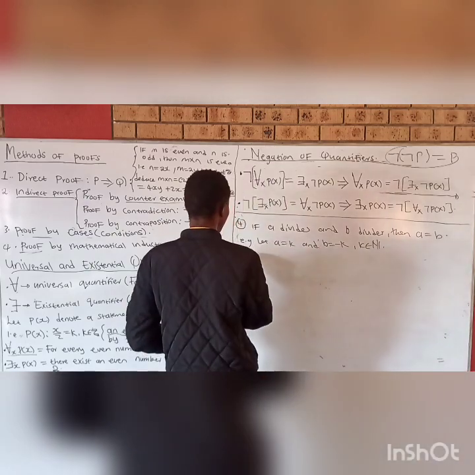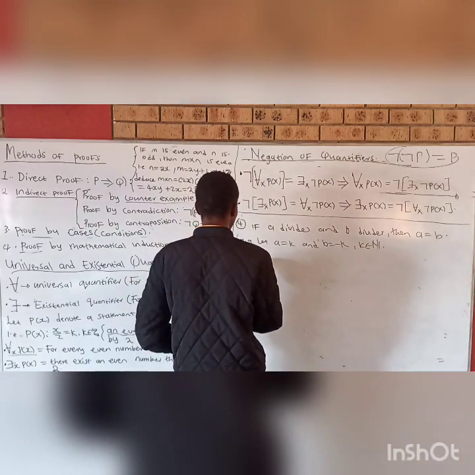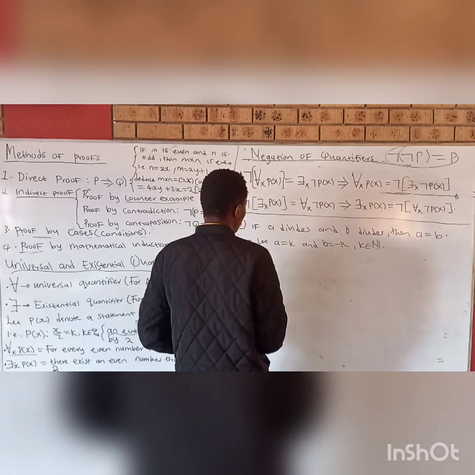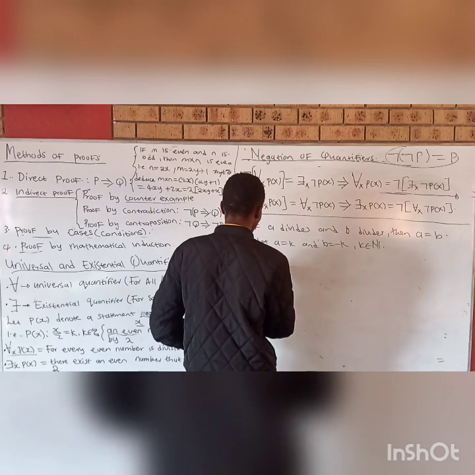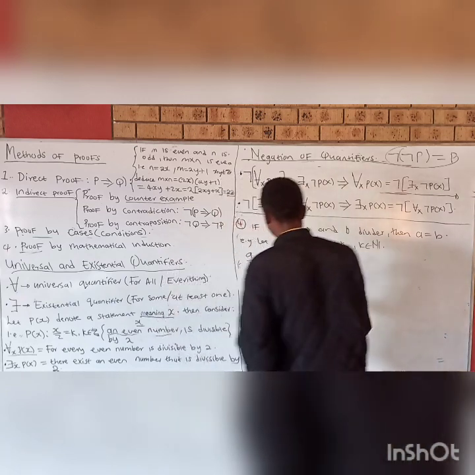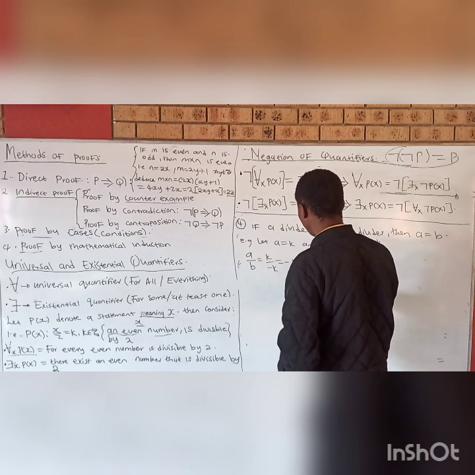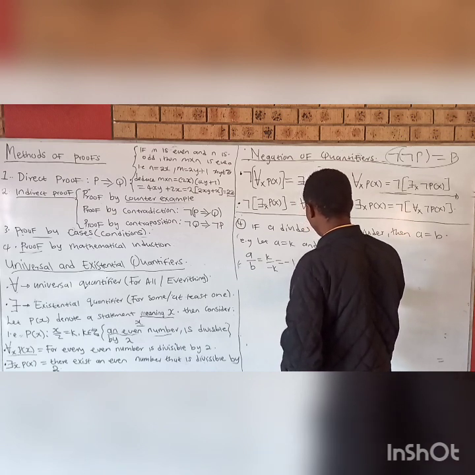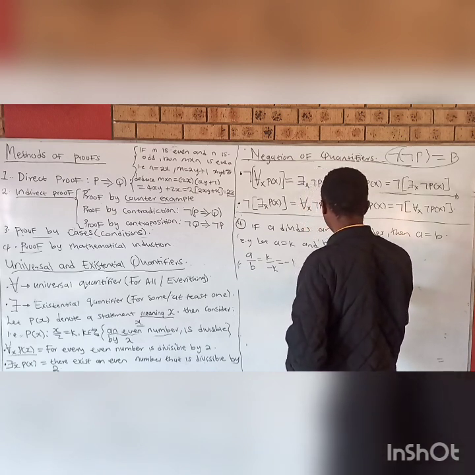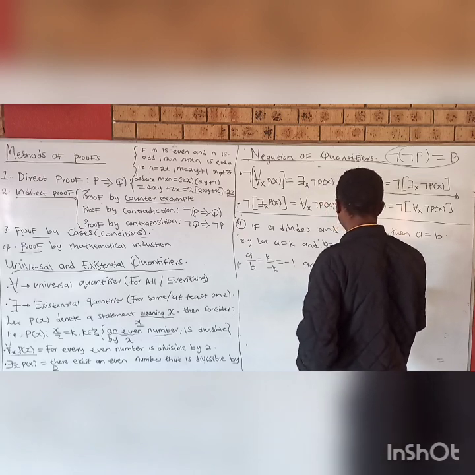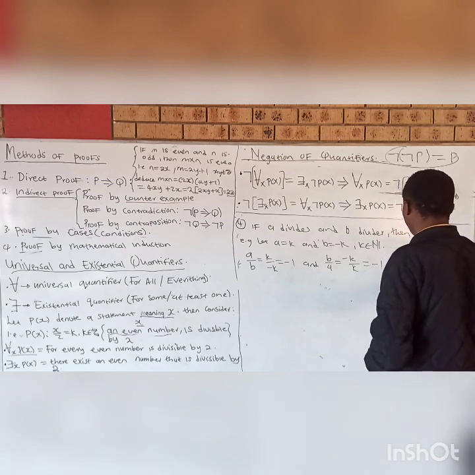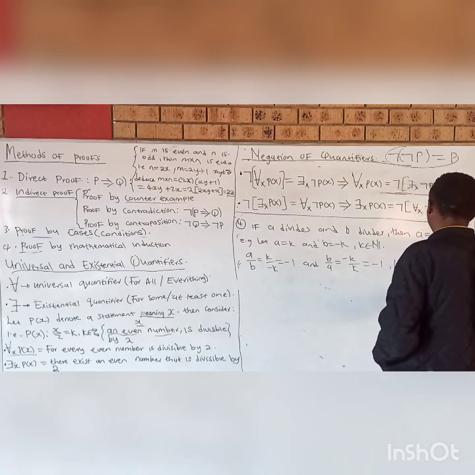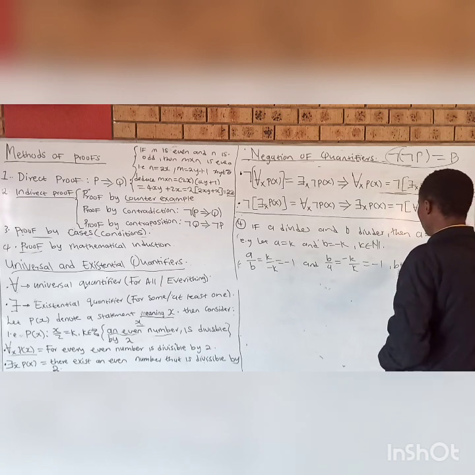So we can see that A over B is the same as K over negative K, which is negative 1. And also, B over A is the same as negative K over K, which is negative 1. But A is not equal to B. Therefore, the statement is false.